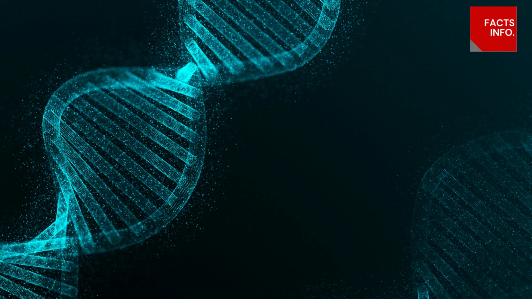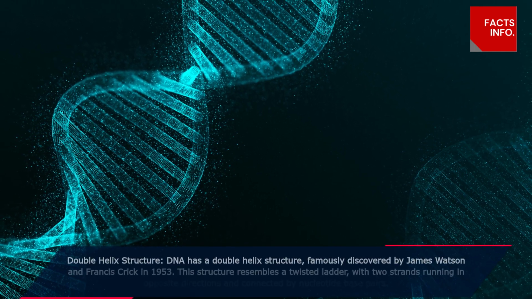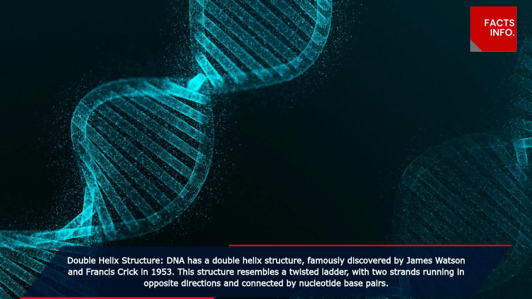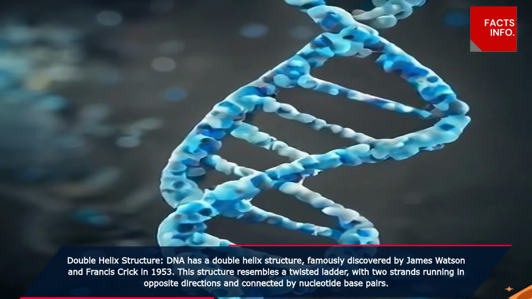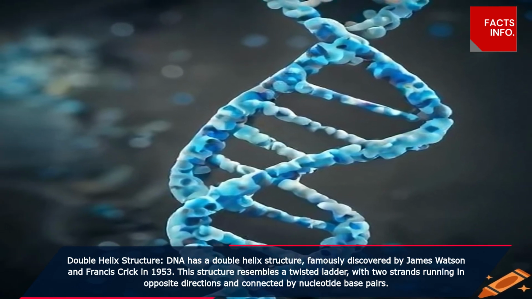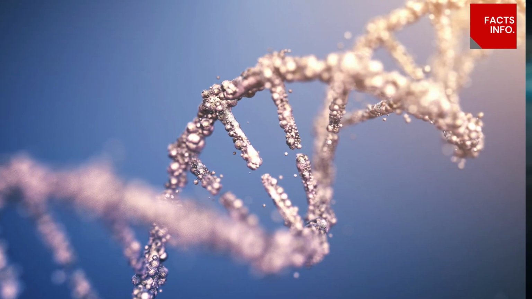Double helix structure. DNA has a double helix structure, famously discovered by James Watson and Francis Crick in 1953. This structure resembles a twisted ladder, with two strands running in opposite directions and connected by nucleotide base pairs.